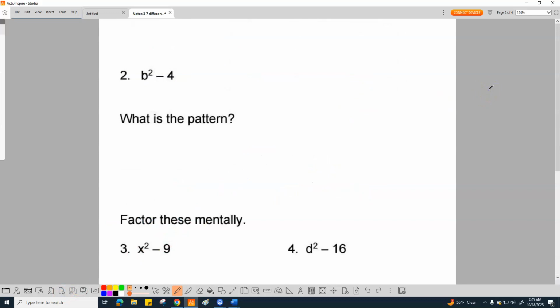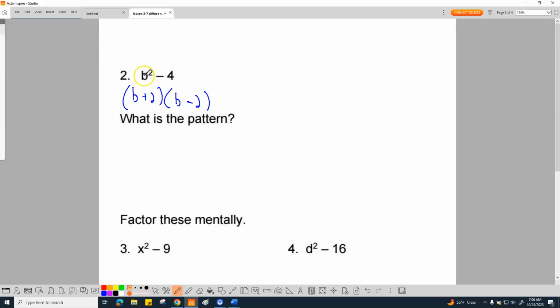Check it out. Number 2, I have a perfect square, which is just b squared minus 4. The square root of 4 is 2. So this is my answer. It's going to be b plus 2 and b minus 2. And notice, this only works if right here you have a minus sign. So if that is a minus sign, then that's going to work. Otherwise, it doesn't really work.